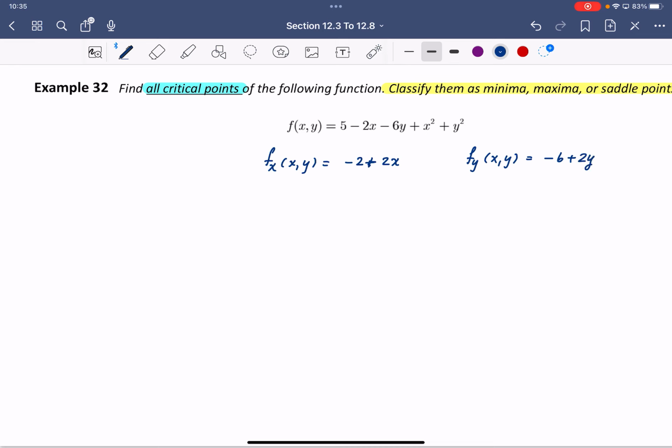Okay. And then now before you continue your calculation, you can take the second derivative. This is actually 2. This is actually 2 as well, right? Because you differentiate, and then you can compute fxy here, so you get 0 as well. This is the same thing with fyx.